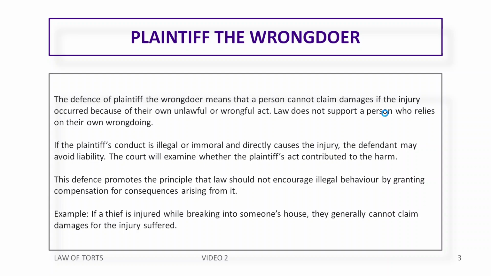For example, if a person breaks into someone's house to steal and gets injured due to security measures, they generally cannot claim damages. The injury happened because of their own illegal act, so the law will not provide compensation.